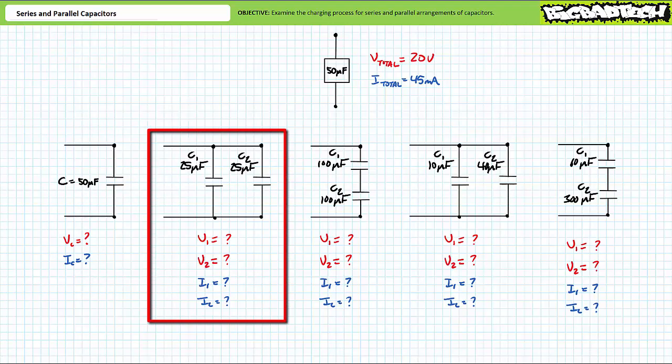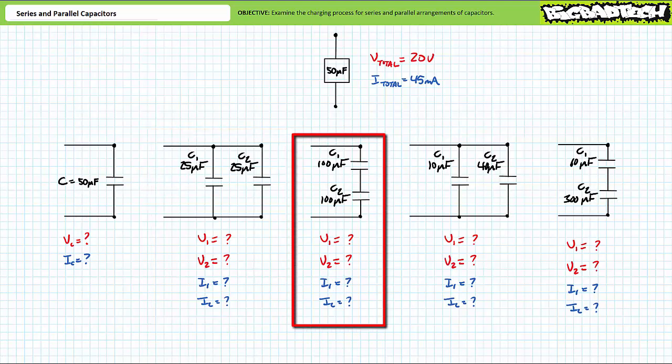Scenario 2. It's a parallel combination of two 25 microfarad capacitors. Given the above instantaneous data, solve for the voltage across each capacitor and the current through each capacitor. This should be pretty easy. Scenario 3. It's a series combination of two 100 microfarad capacitors. Given the above instantaneous data, solve for the voltage across each capacitor and the current through each capacitor.